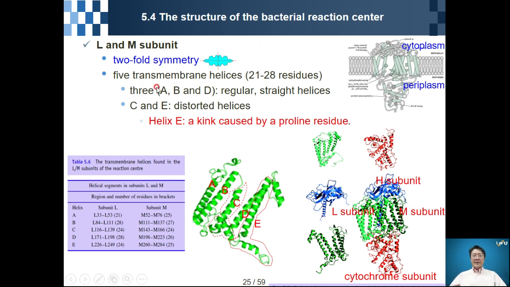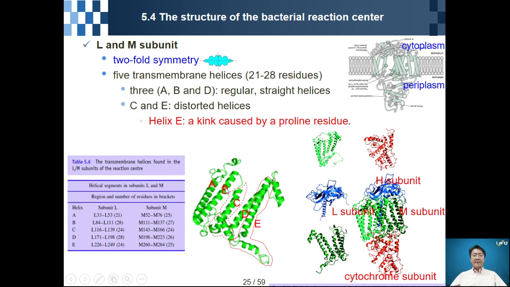Both the L subunit and the M subunit are composed of 5 transmembrane helices: 1, 2, 3, 4, 5. For example, subunit L has helices A, B, C, D, E, and subunit M is also composed of A, B, C, D, E. Each starts from 21 amino acids, and the longest one is 28 amino acids.